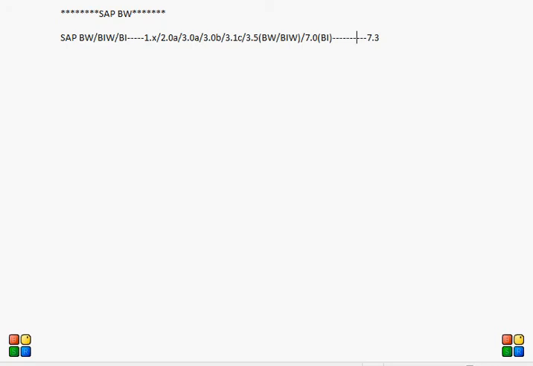Later, Business Objects was acquired by SAP. The naming convention was changed to Business Warehouse back again. There's no more BI, it's BW.